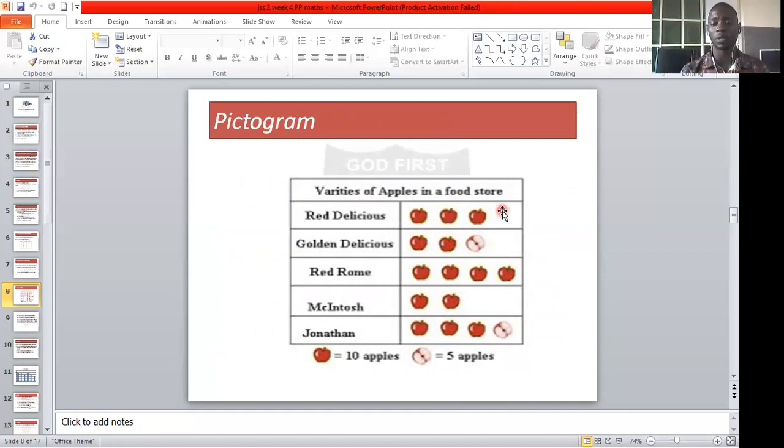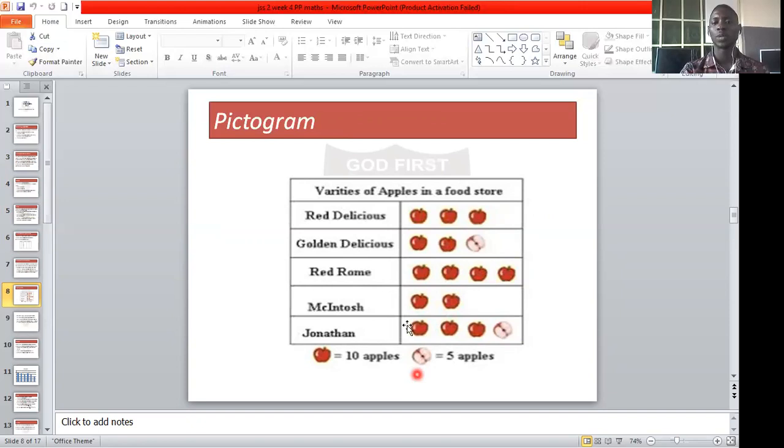This is the food store now. This is the number of apples in the food store. So how many red delicious do we have in the store? We have 30. We just have 3 pictures here. You know that one picture of an apple represents 10. So we have 30 red delicious apples in the food store. This is 10 plus 10 plus 10, which is 30. How many golden delicious do we have? We have 25. That is 10 plus 10 plus 5. Half of it represents 5 apples.